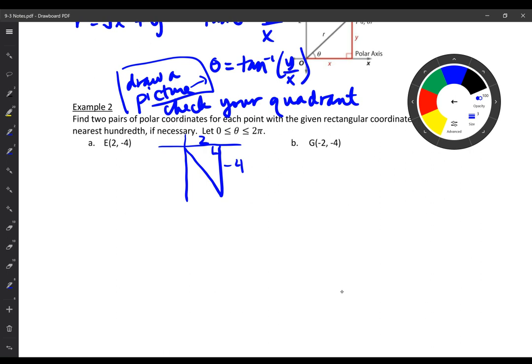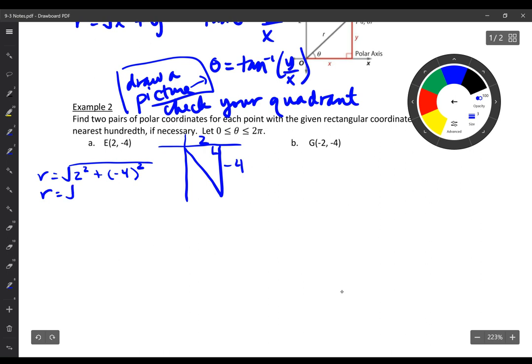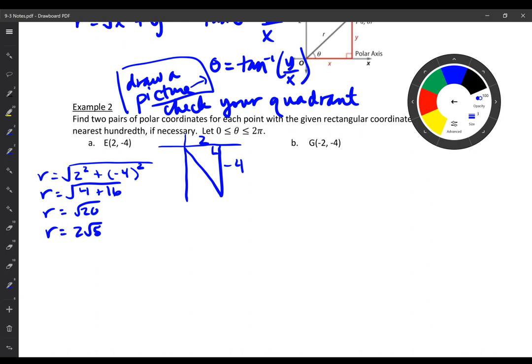And so first I'm going to find r. So r is going to be the square root of 2 squared plus negative 4 squared. So let's see. That's going to be square root of 4 plus 16, which is square root of 20, which is 2 square roots of 5. Okay. And then I know that my theta is going to be the tangent inverse of negative 4 over 2.